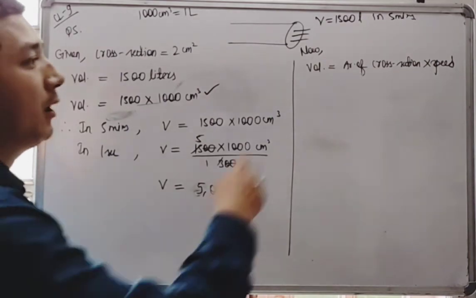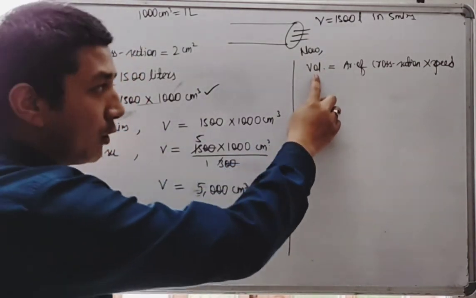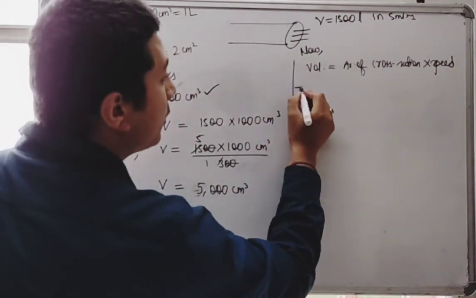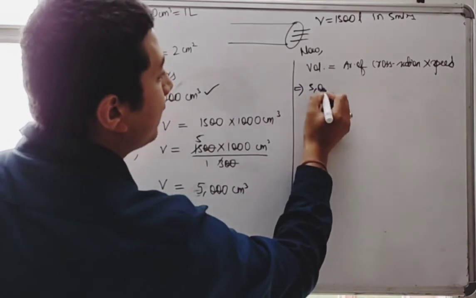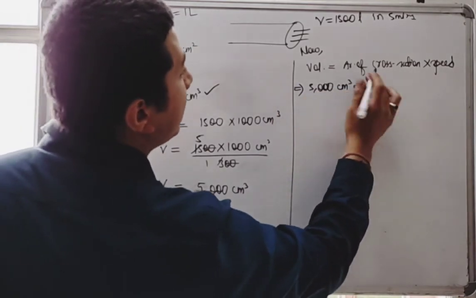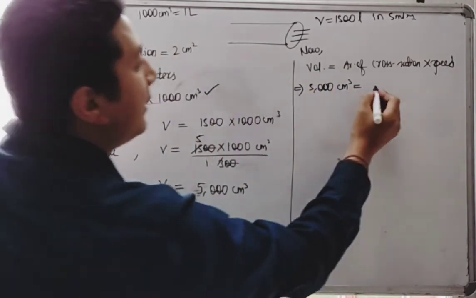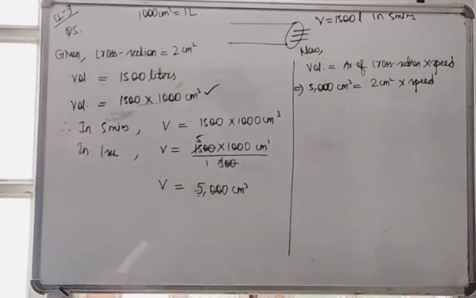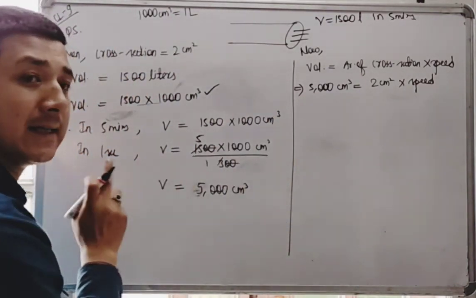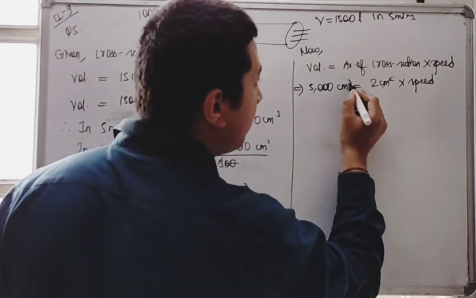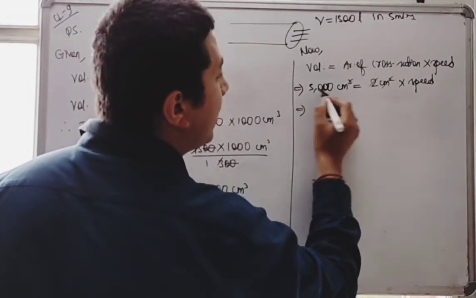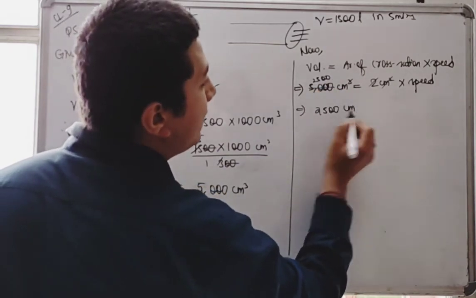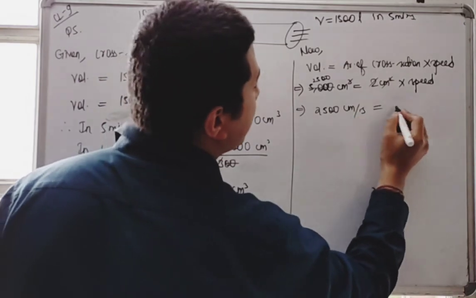So now let's use the formula. Now we know that volume of the water in 1 second is given by area of cross section into speed. So volume of water in 1 second, how much? 5000 centimeter cube. Area of cross section, how much? 2 centimeter square into speed. Obviously this is in seconds. This calculation we are doing in seconds. Okay, now centimeter square and cube gets cancelled out. 2 5s are 10, so 2500 centimeter per second, which is equals to speed.